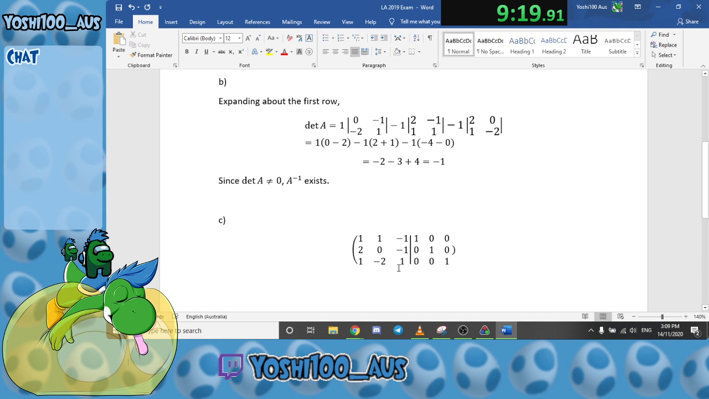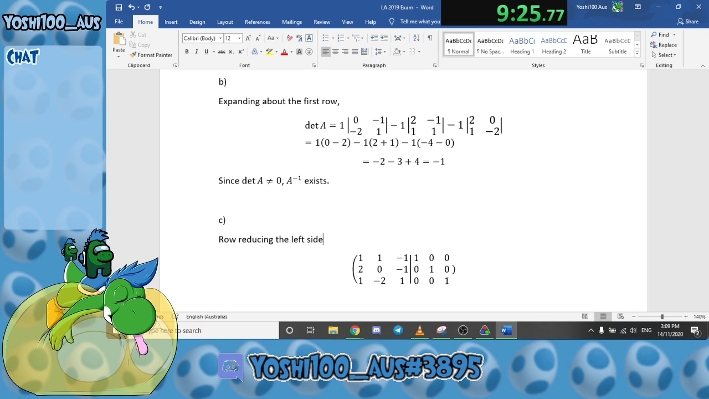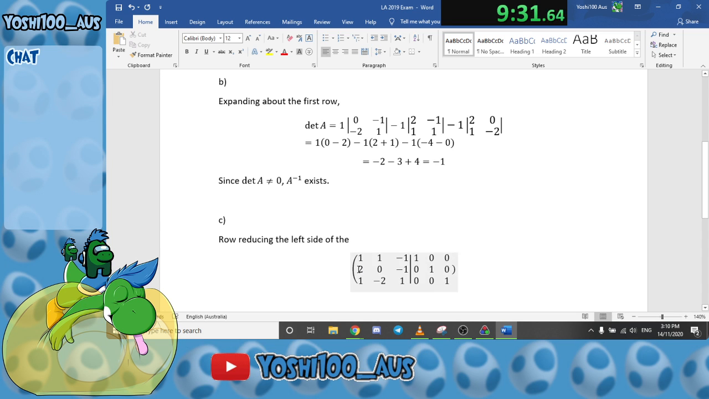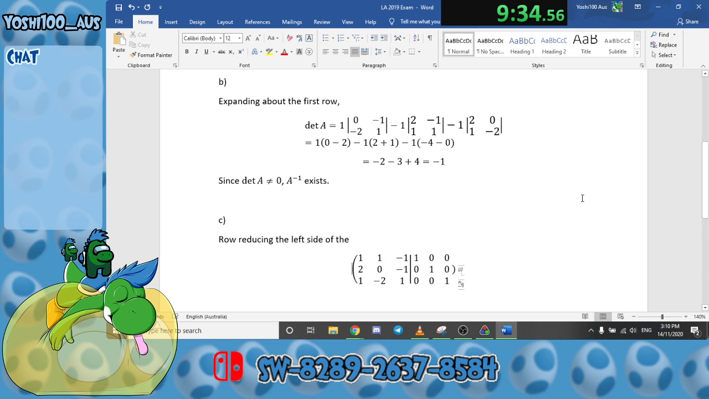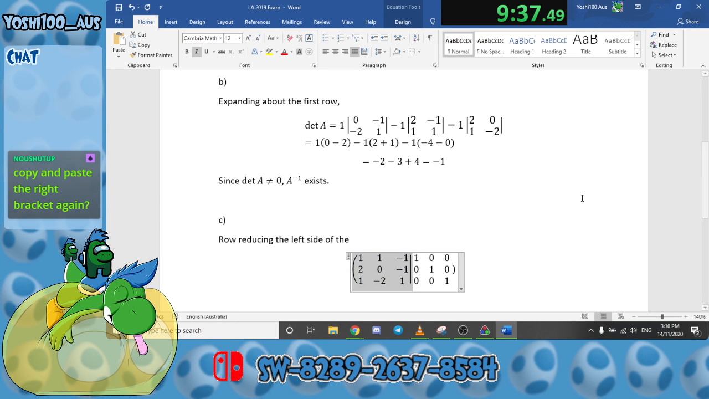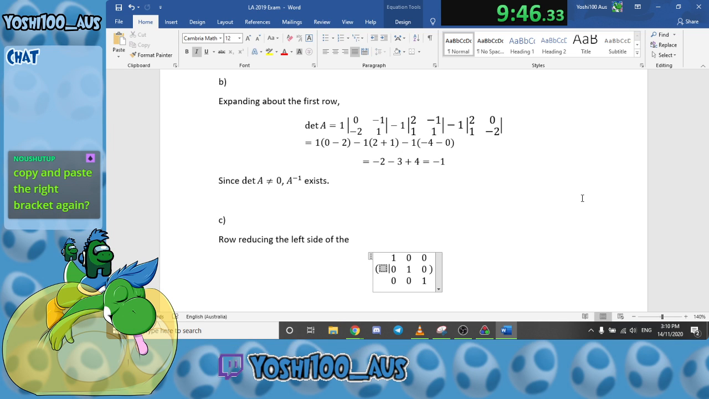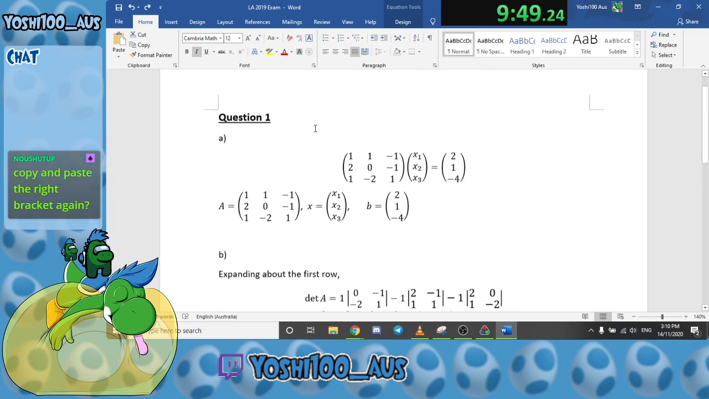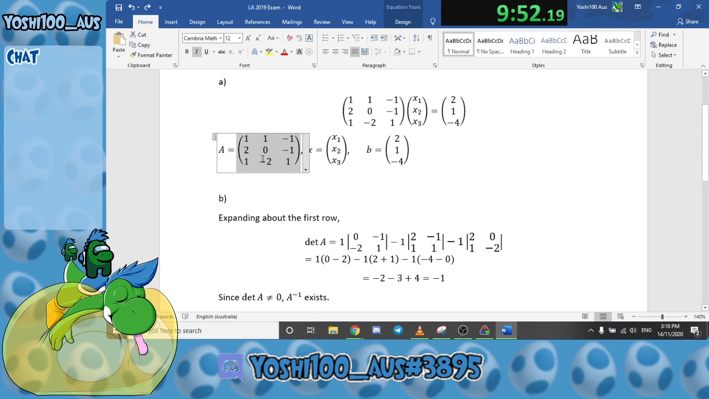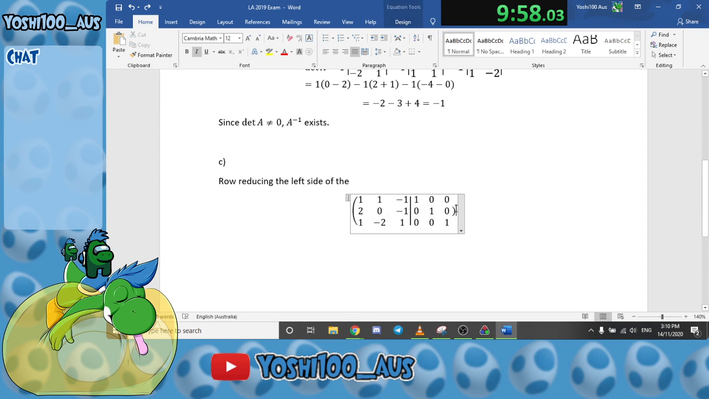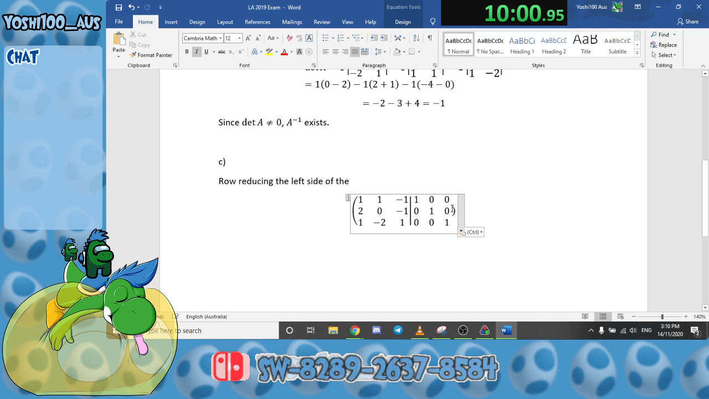Anyway, we're gonna row reduce the left side of the matrix. Oh, you know what? I'm not using square brackets. That's a problem. Oh, it's because it copied the bracket over as well. If I X that, it doesn't close the bracket properly. Copy and paste the right bracket again. But then I can't do stuff on this side. Man. No.